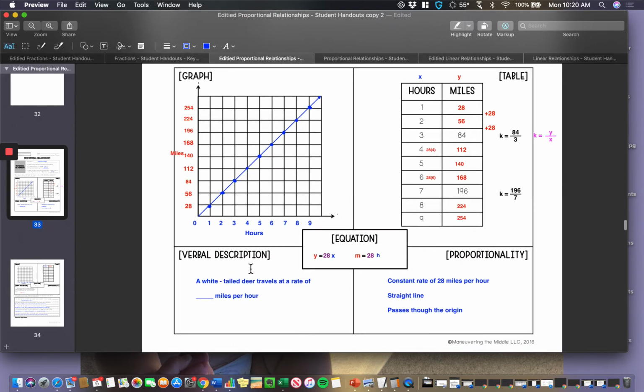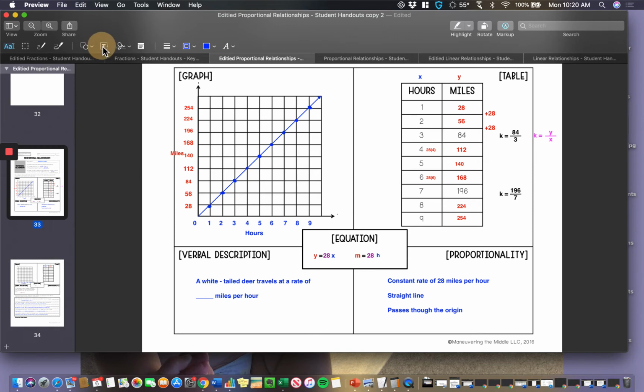So, a quick verbal description of this is a white-tailed deer travels at a rate of blank miles per hour. So, how many miles does he go in 1 hour? And I'm representing that here with my little hand right here. And then, how do we know it has proportionality? Well, the constant rate of 28 miles per hour, right? That's how fast he's going per hour. We have a straight line, and it does pass through the origin.